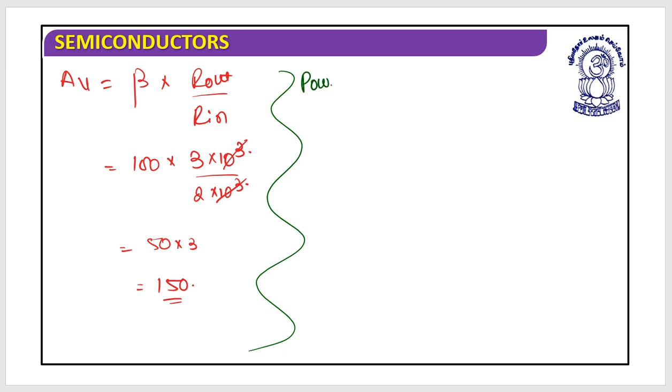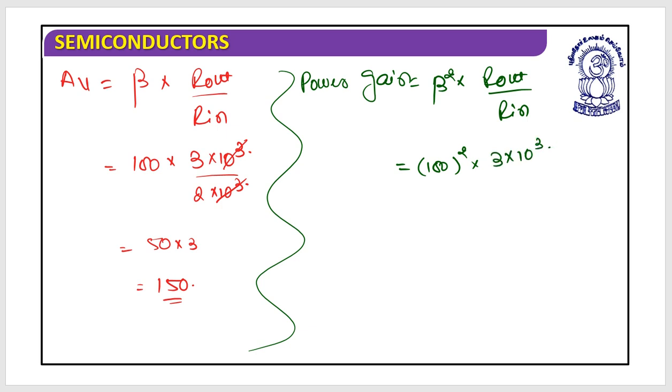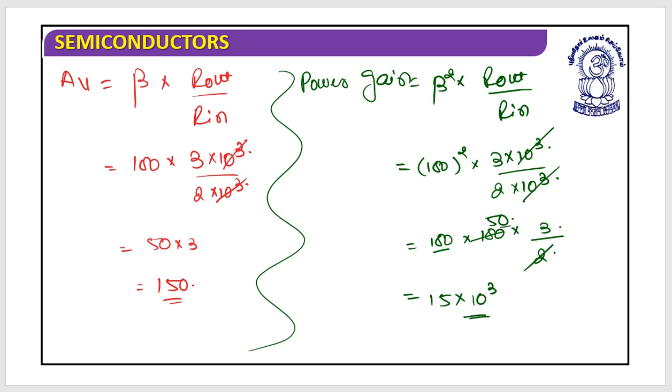Now the power gain is equal to beta square times R out by R in. This is equal to 100 square multiplied by R out, which is 3 into 10 to the power 3, divided by R in, which is 2 into 10 to the power 3. So this has gone, this is 100 into 100 multiplied by 3 divided by 2. This is 50, 50. So this is equal to 5 3s are 15 multiplied by this and this, it's 10 to the power 3.